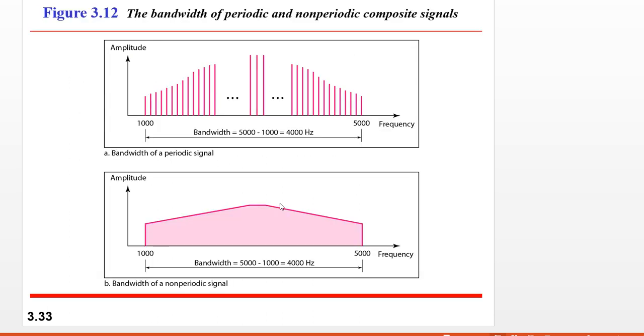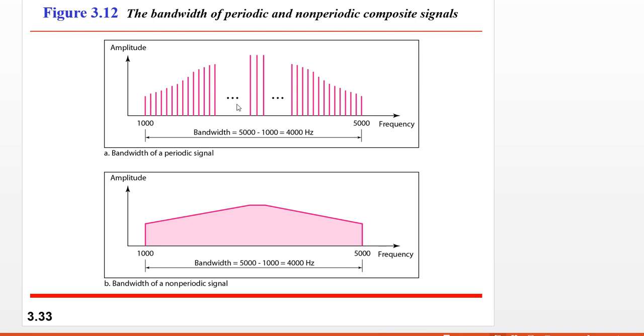Here, what is the highest frequency of this signal? Highest frequency is 5000 hertz. What is the lowest frequency? 1000 hertz. So 5000 minus 1000, you will get 4000 hertz. So what is the bandwidth now? Bandwidth is 4000 hertz for this signal. For this periodic signal, bandwidth is 4000 hertz, because it is the difference between the highest and lowest frequency.